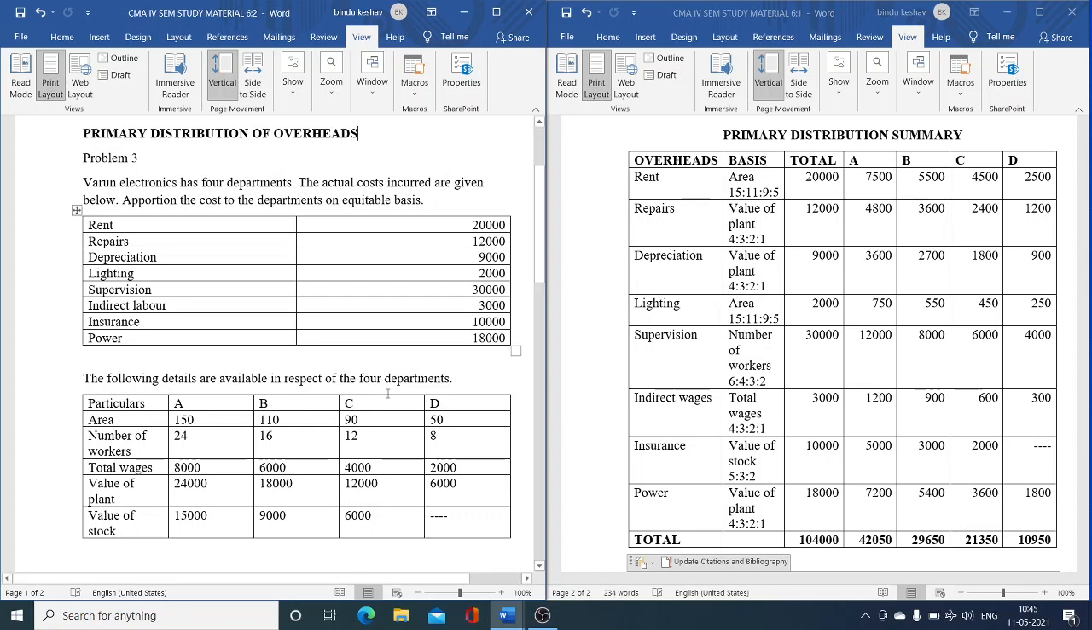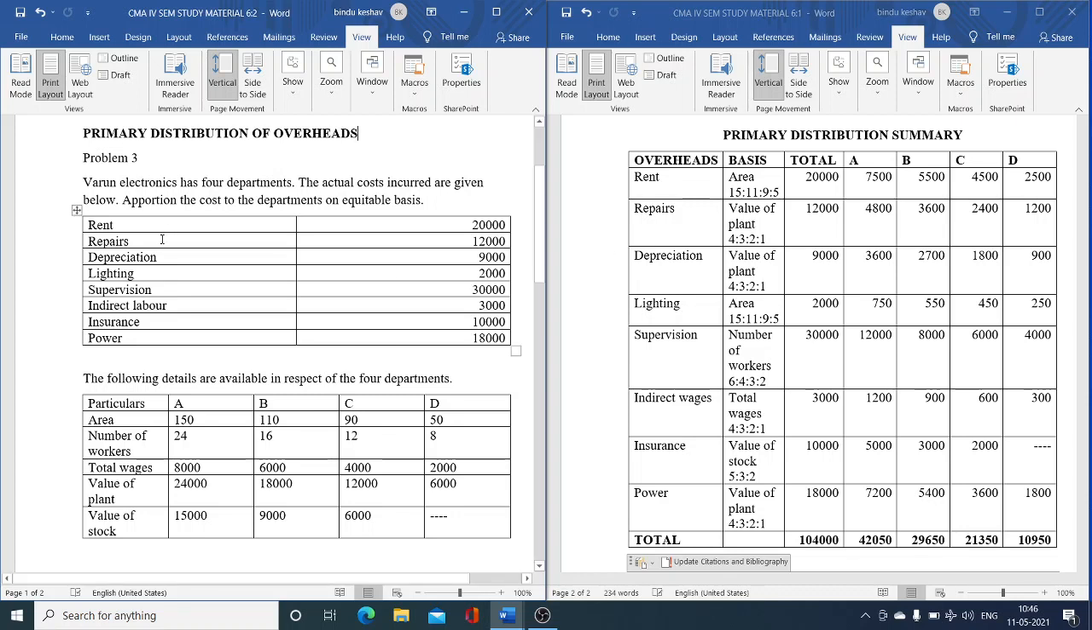So the first step is to find out the basis of apportionment. Then we have to find the ratio. Then based on the ratio, we divide the items among the different departments. In this case, rupees 20,000 is apportioned to different departments in the ratio 15 is to 11 is to 9 is to 5. The total is 40. Based on that, we have distributed to department A 7,500, B 5,500, C 4,500 and department D 2,500.